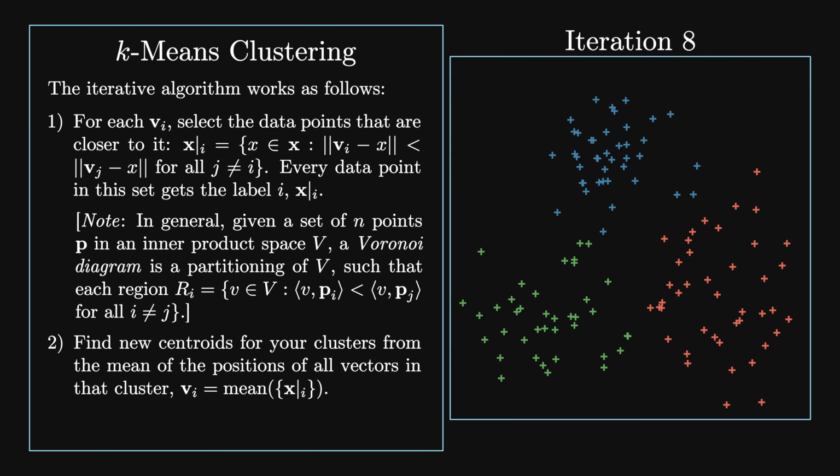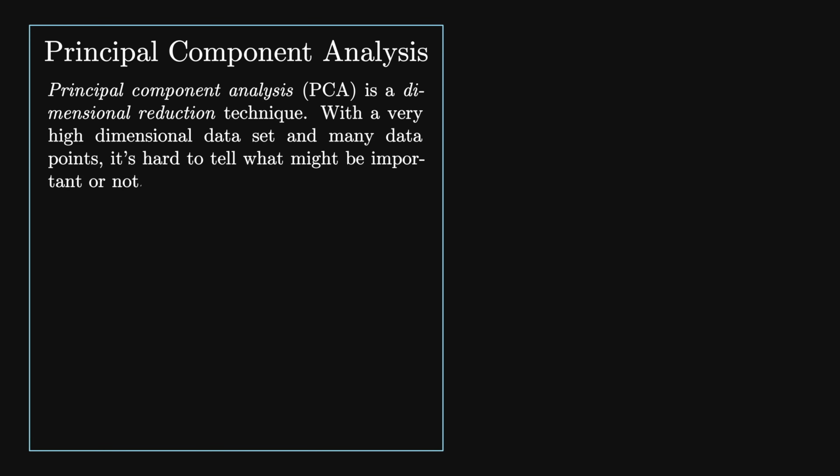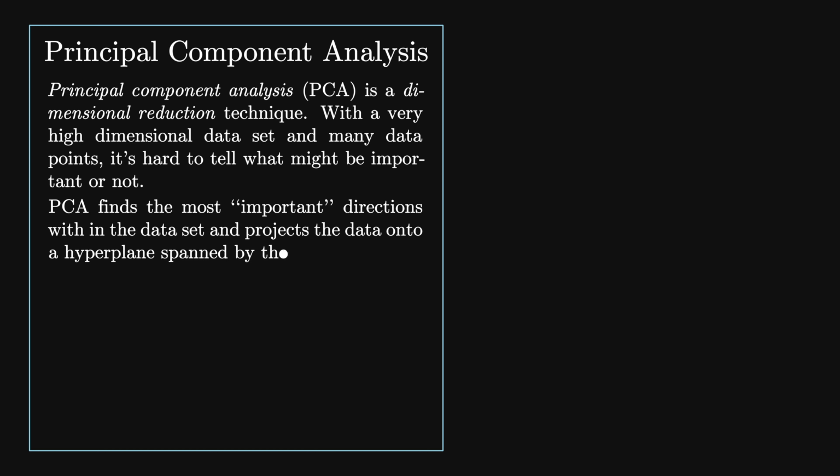Next, we'll look at principal component analysis, or PCA. This is a dimensional reduction technique. If we have a very high dimensional data set, it is very hard for us humans to be able to make sense of it or tell what is and is not important. PCA is a technique that finds the most important directions within a data set and then projects the data onto the hyperplane spanned by those directions. So what does important mean?